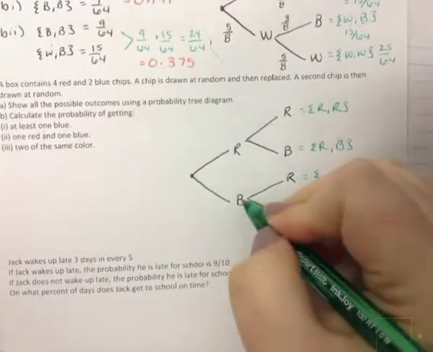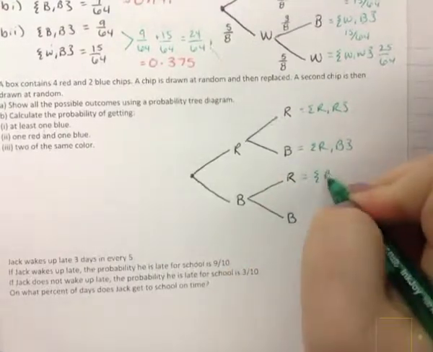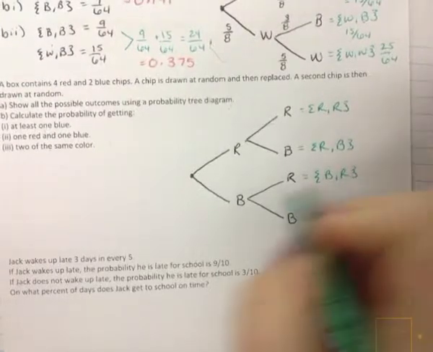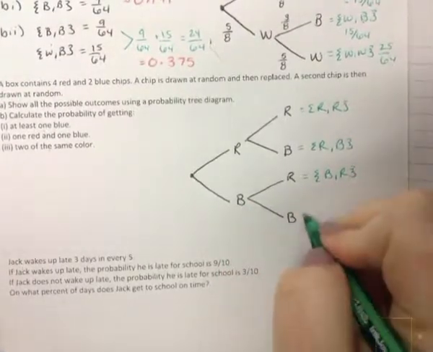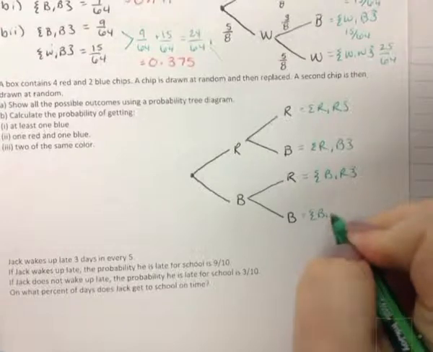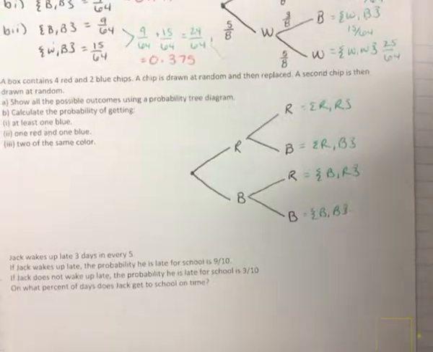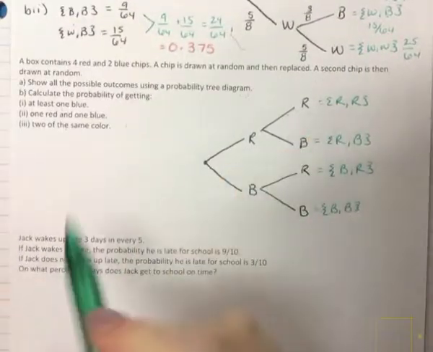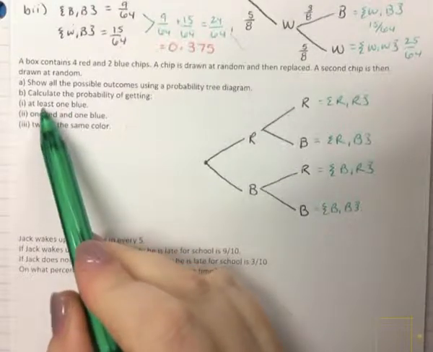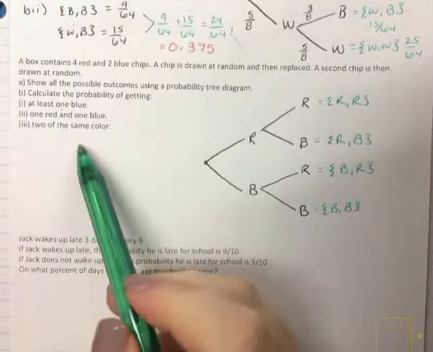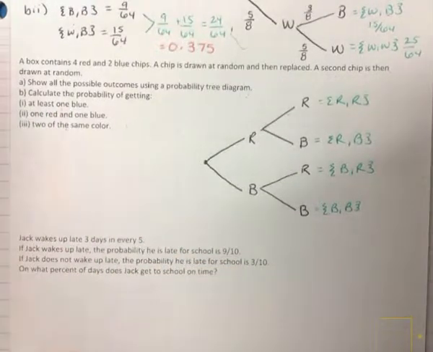Next one would be blue, then red, so B, R. And then we would also have blue, blue, B, B. Again, we want to do this so that we can easily see what information it is that we want. So let's go and put our numbers in here.